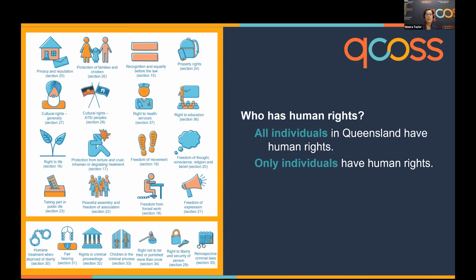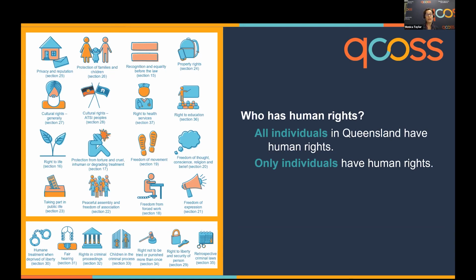So the Human Rights Act protects 23 specific human rights. In fact, there are more human rights that are protected, but they are clustered in 23 different headings. This slide shows those headings. Down the bottom, there are criminal proceedings and rights that relate to criminal proceedings and detention, which are generally less relevant for housing and homelessness. So we've placed those down the bottom.